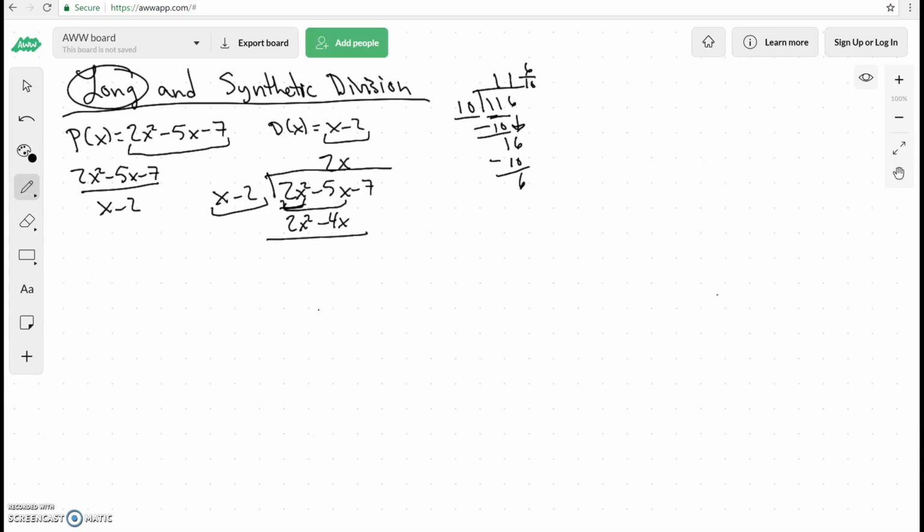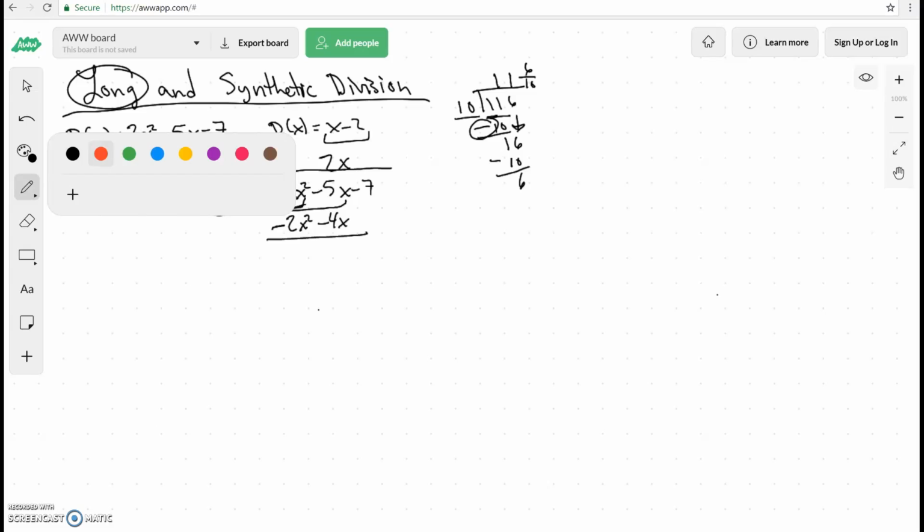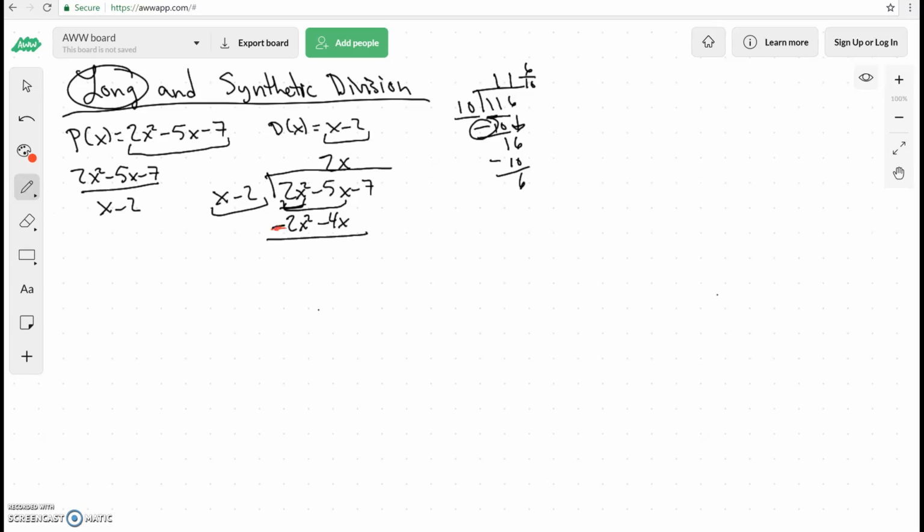Now, what happens when I put this on the bottom? Well, we subtract. That's what we did over here. So this is going to be a subtraction, and this one's going to also change sign. This is going to go into an addition. So this is subtraction, and this is addition. Notice that this goes away, and I'm left with the negative x. I'm going to bring down this negative 7, and I'm going to do the same thing again.